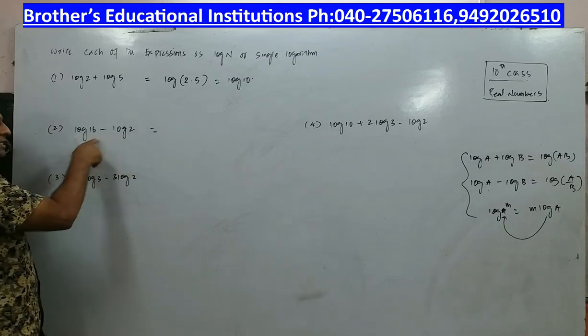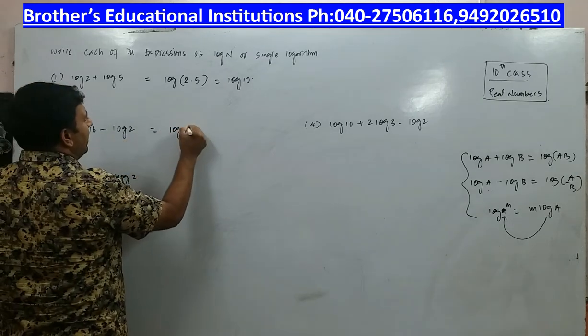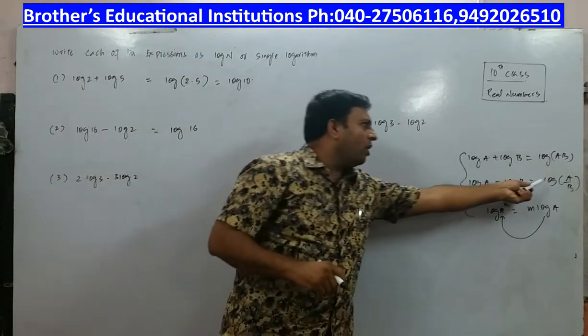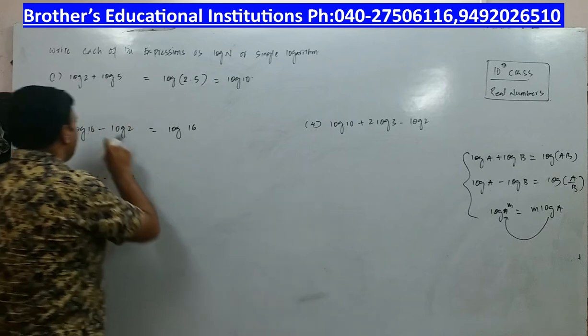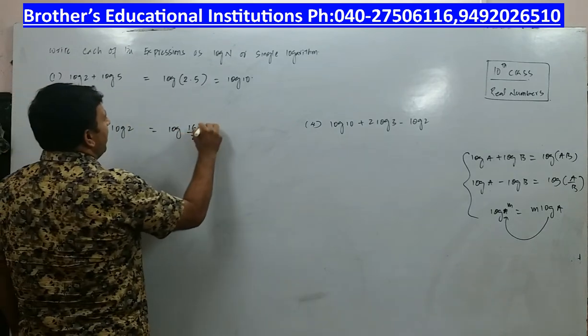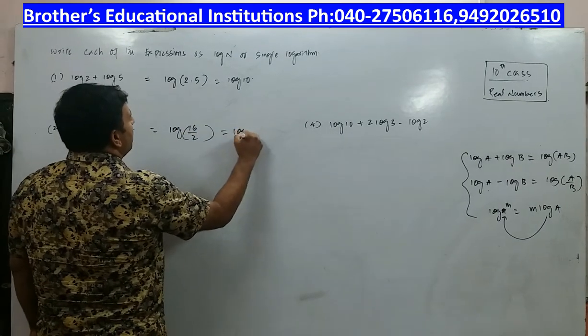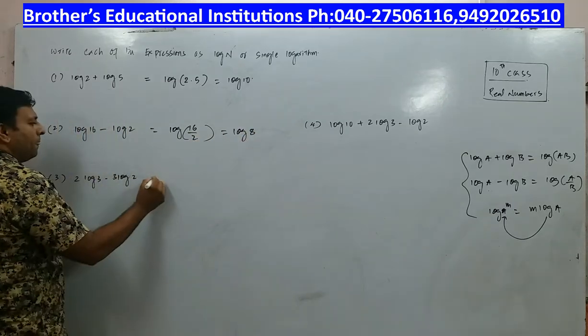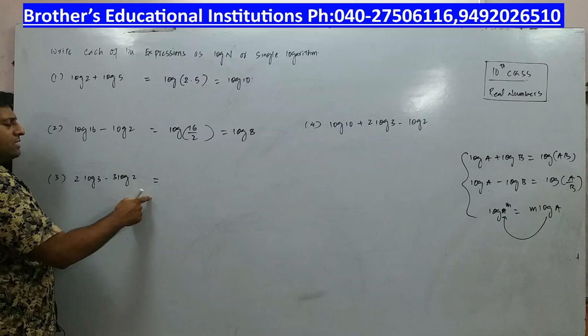Again, this is log 16 minus log 2. This can be written as log A minus log B. What is log A minus log B? Log of A by B. So in place of A you have 16 and in place of B you have 2. Therefore, log of 16 by 2 is equal to what? Log 8.